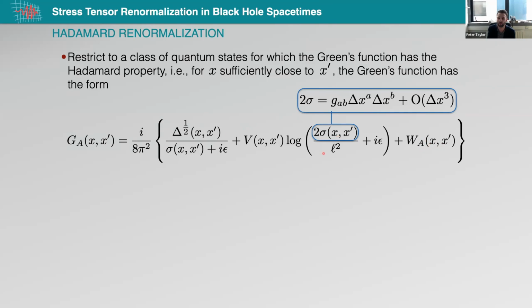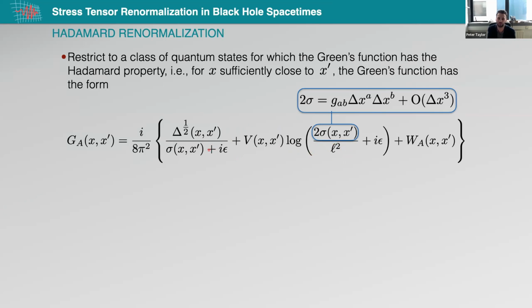So let me also just mention this arbitrary length scale L that I put in the log term to make it dimensionless. You can think about this as encoding the ambiguities that were mentioned in the previous talk. So changing this length scale, for example, corresponds to changing this term by some kind of local terms. We'll pick up some factor of v here. So this is the so-called renormalization ambiguity that's encoded in this length scale L.